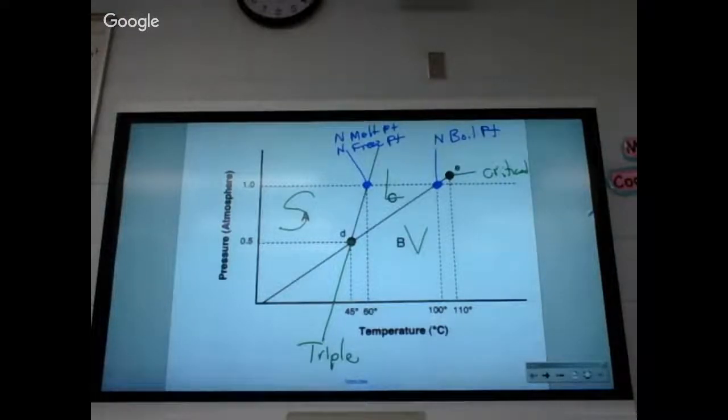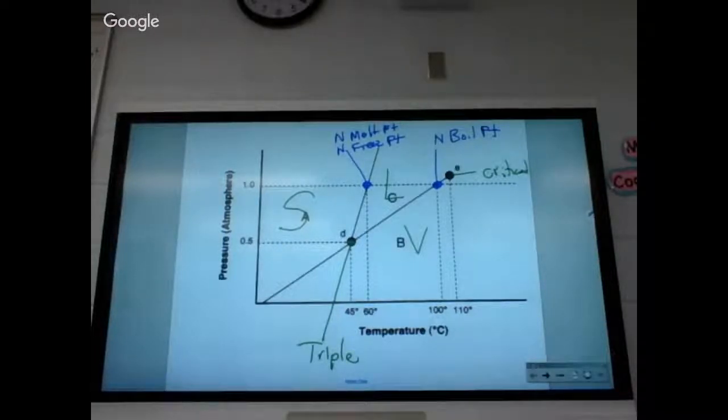Increase the pressure causes the substance to freeze. It would freeze because what's happening to your solid section? Is your solid section growing or shrinking? Okay, it's growing. So since the solid's getting bigger, it's freezing.